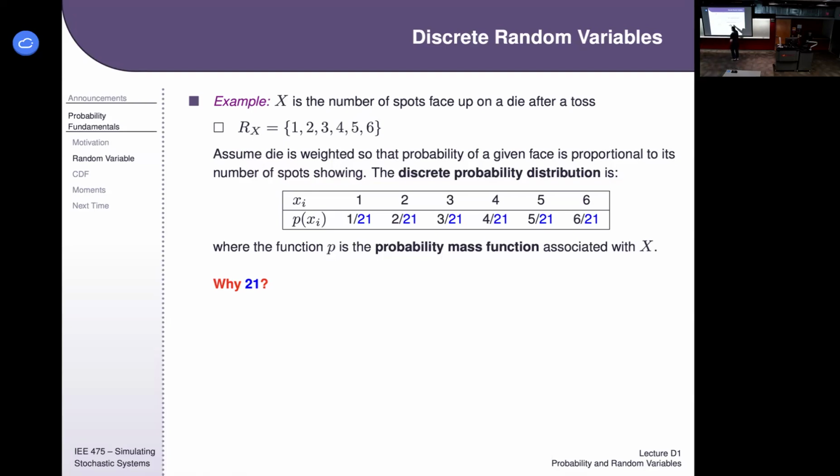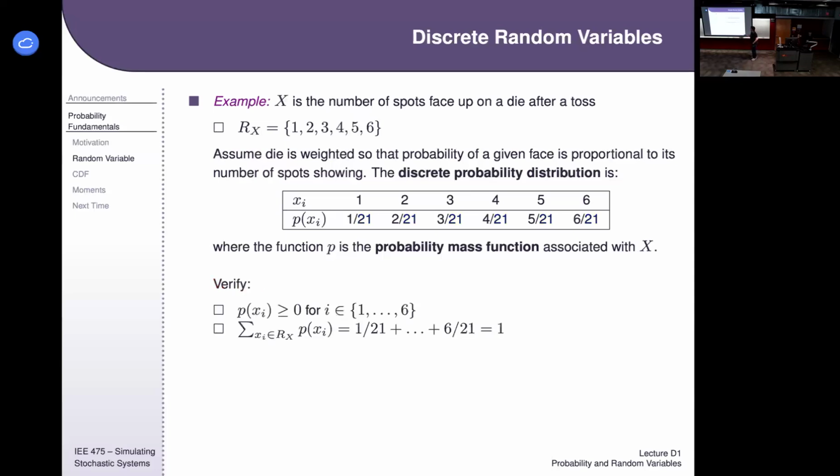Yeah, so 1 plus 2 plus 3 plus 4 plus 5 plus 6 is all 21. So why do we divide them all by 21? What is a rule of probability measures? What has to happen to the sums of your probabilities? They all have to sum to one, right?